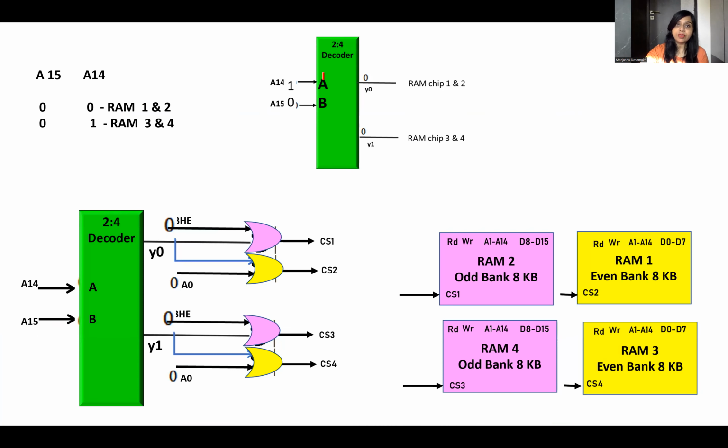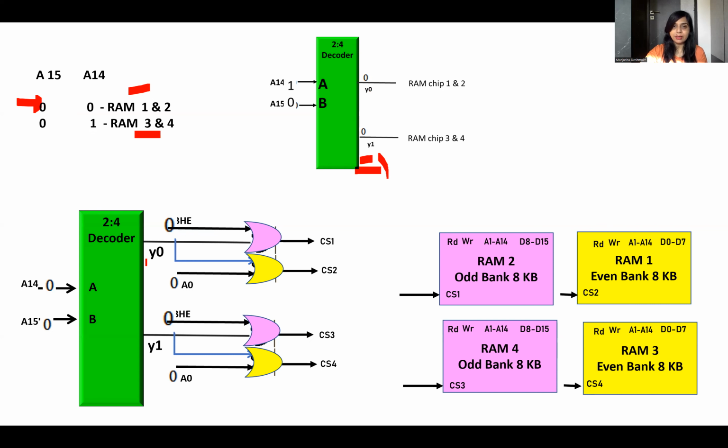How will it work? We will use a 2:4 decoder in which we will apply two inputs, A and B, A14 and A15. When both are 0, 0, it should select RAM 1 and 2. When it is 0, 1, it should select 3 and 4. So here we are using only Y0 and Y1. Y2 and Y3 are also there, but we are not using them. So suppose this is RAM1, RAM2, RAM3, RAM4.